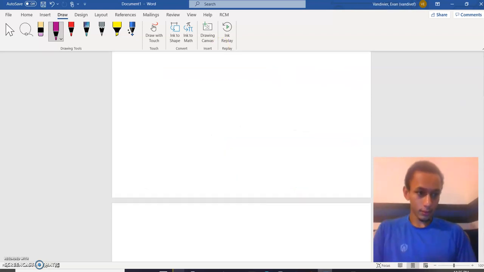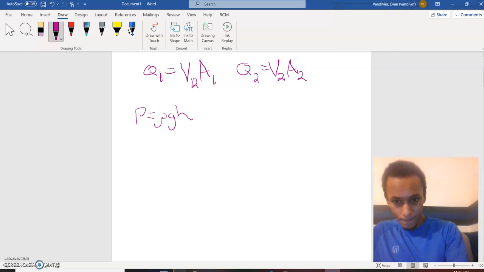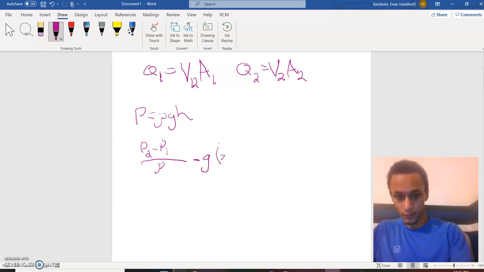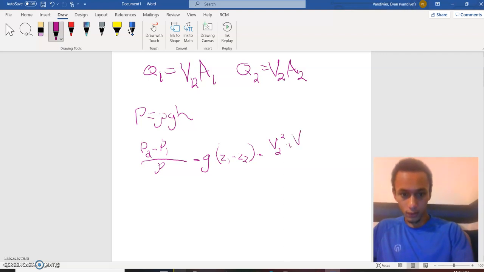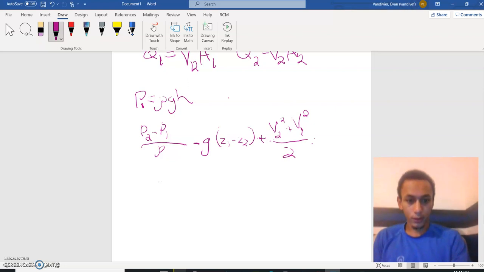So as I scroll down, you know that pressure is equal to rho g h. And we also can set this up to a differential, or just an equation. So a balance equation is pressure 1 over the density minus gravity times (h1 minus h2) minus V2 squared, V1 squared over 2 is equal to 0.